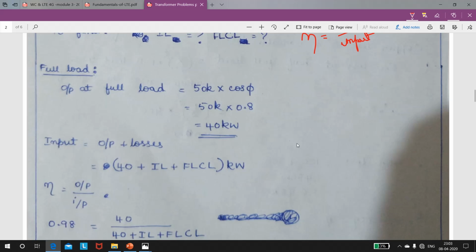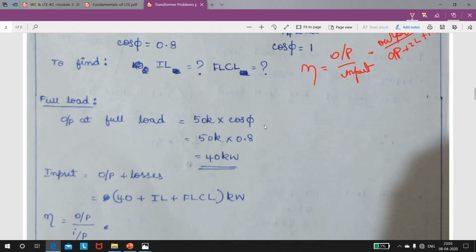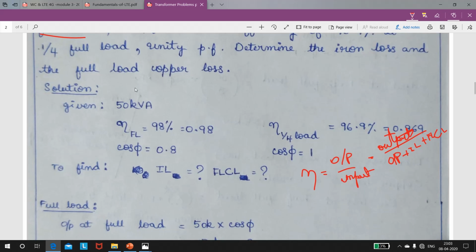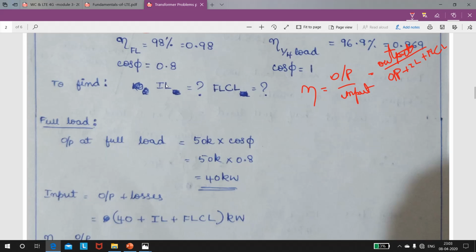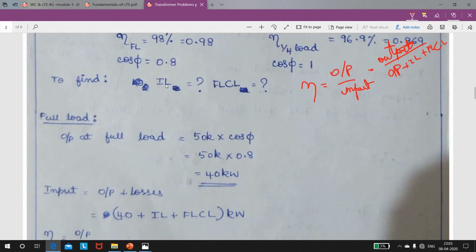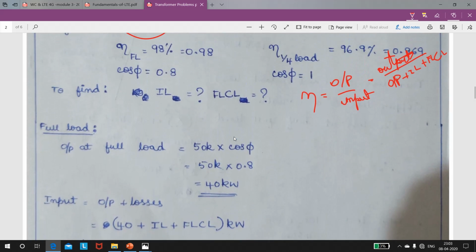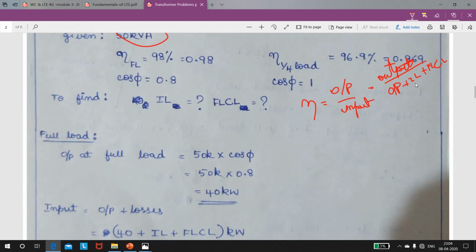So what do you have to calculate? As I've told you before, you have to calculate output for different types of the load. Output at full load, now I have already told you this is for full load. Same, this one you can use 50 kVA. So 50 kVA, you have to convert it into kilowatts, so directly multiply with the power factor. Next, what is input? I have already told you input is nothing but output plus losses.